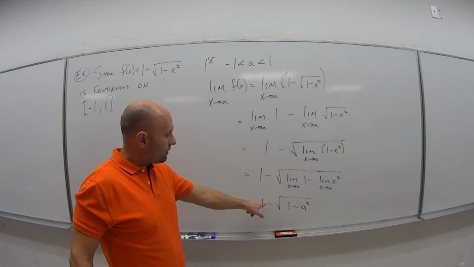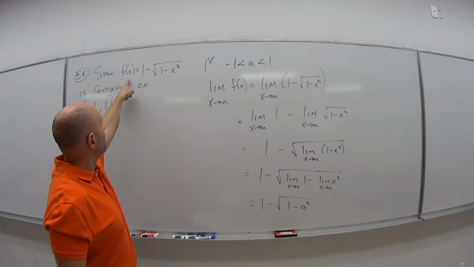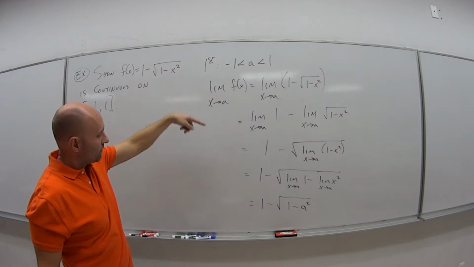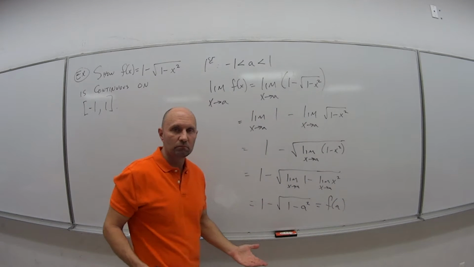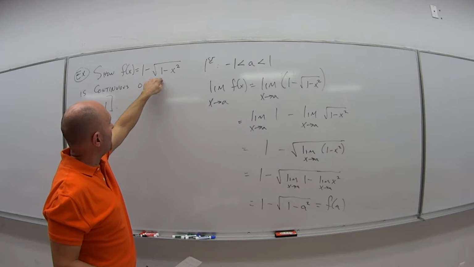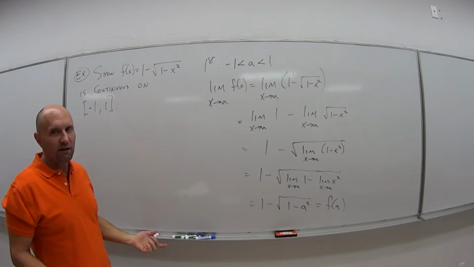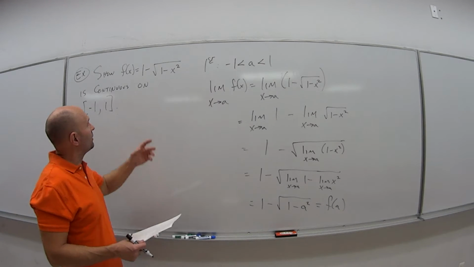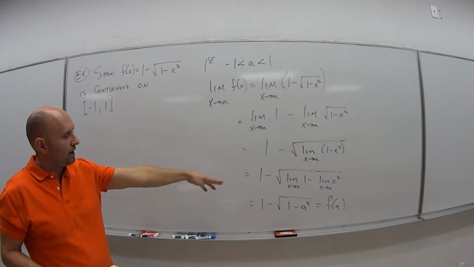So this is what? 1 minus the square root of 1 minus a squared. Well, if we look back to our function, if we just plug in a for x, we get that guy there. So this is really just f of a. If we plug in a to our function, the x becomes an a, so we get 1 minus the square root of 1 minus a squared, which is f of a. So by definition 1, it's continuous on this interval a because the limit as x approaches a is equal to f of a.